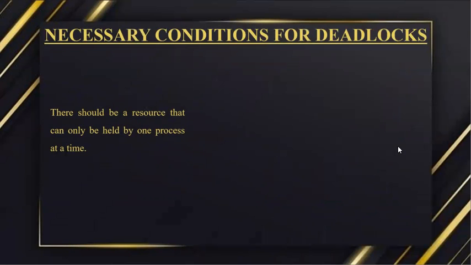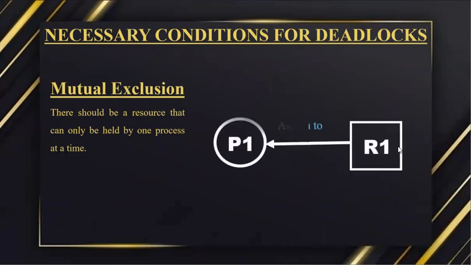Necessary conditions for deadlock: mutual exclusion. There should be a resource that can only be held by one process at a time. For example, in the given diagram, there is a single instance of resource 1 and it is held by process 1 only. By this condition, there must exist at least one resource in a system which can be used by only one process at a time. If there exist no such resources, then deadlock will never occur. A printer is an example of a resource that can be used by only one process at a time.